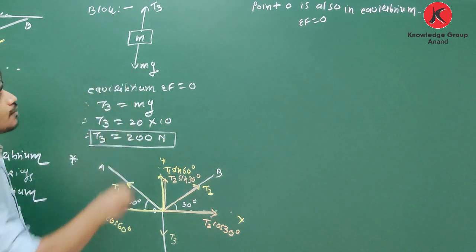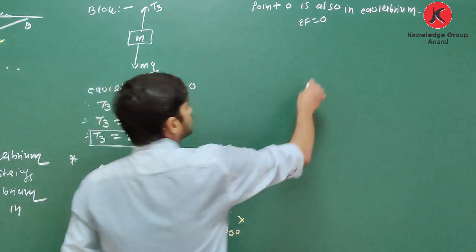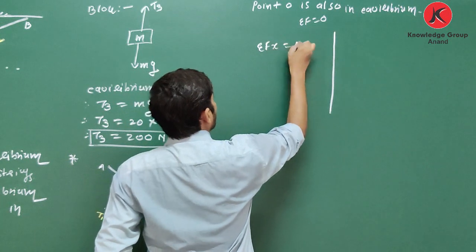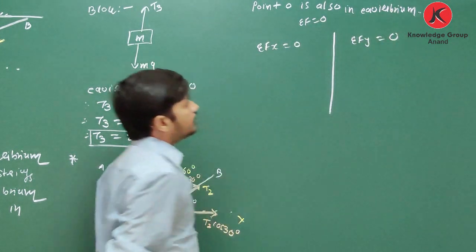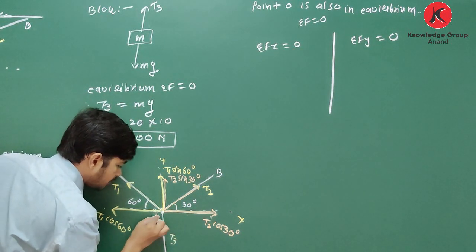Okay, now see, point O is also in equilibrium. It means sigma F is equal to 0. So I can write sigma Fx is equal to 0, and also sigma Fy is equal to 0. Yes or no? Yes. So now on point O, I will indicate point O here.